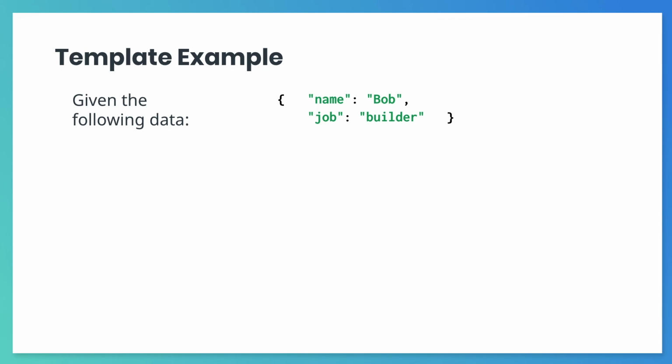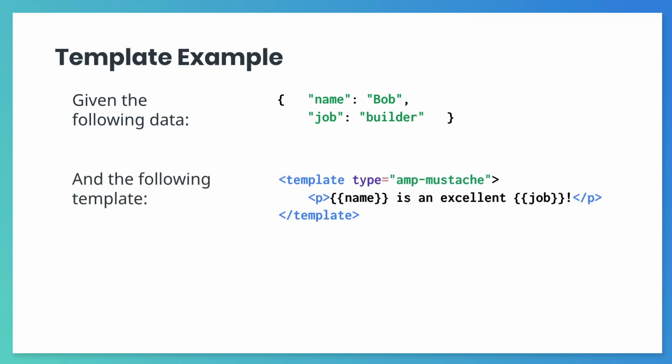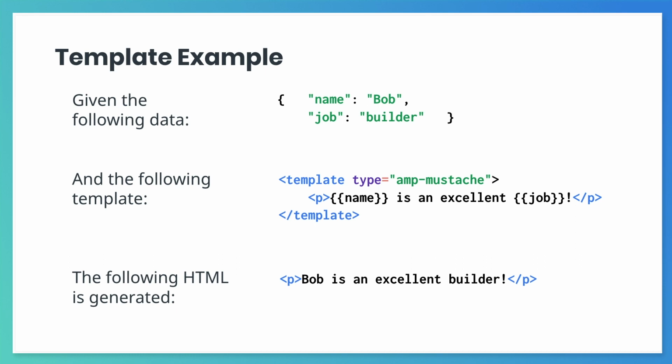Here's a real template example. At the top, you see the data received from the server. Name is set to Bob, and job is set to builder. In the middle, you see the mustache template with the placeholders for name and job, both in double curly braces. At the bottom, you see the generated HTML. Bob is an excellent builder. The placeholders have been replaced with live data.